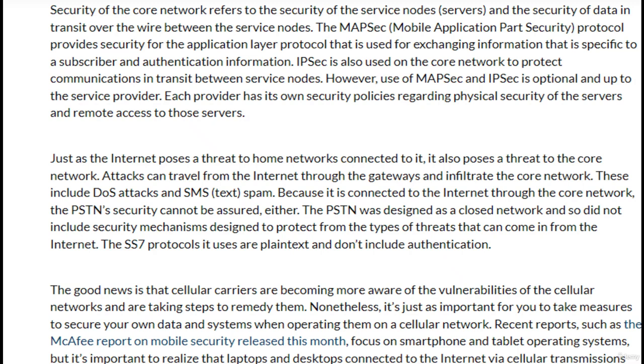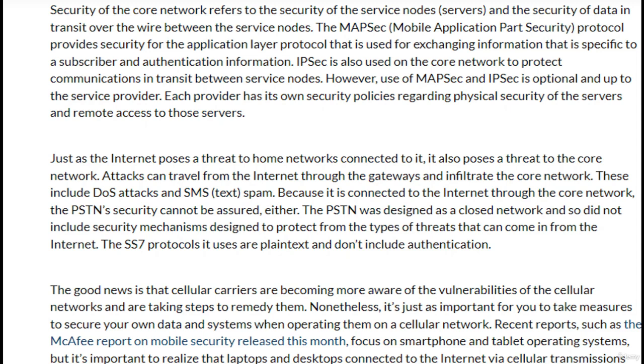Just as the internet poses a threat to a home network connected to it, it also poses a threat to the core network. Attackers can travel from the internet through the gateways and infiltrate the core network. These include DoS attacks and SMS text spam, because it is connected to the internet through the core network.